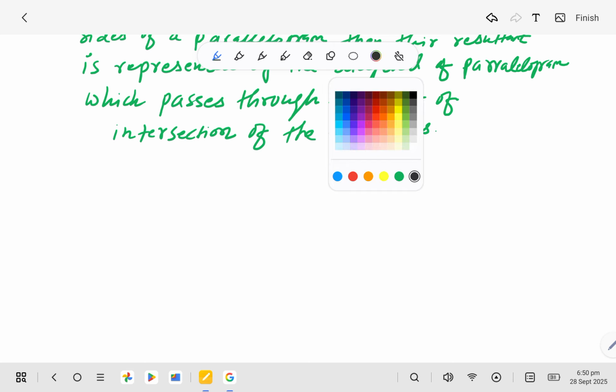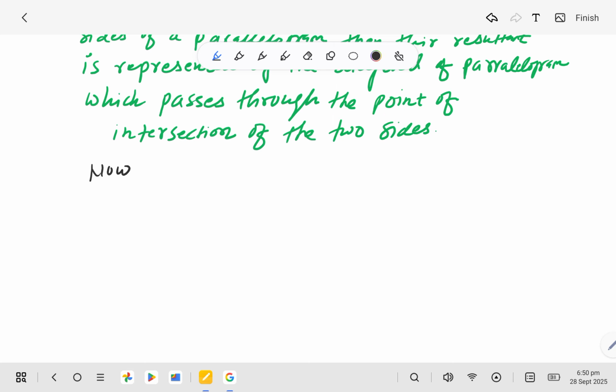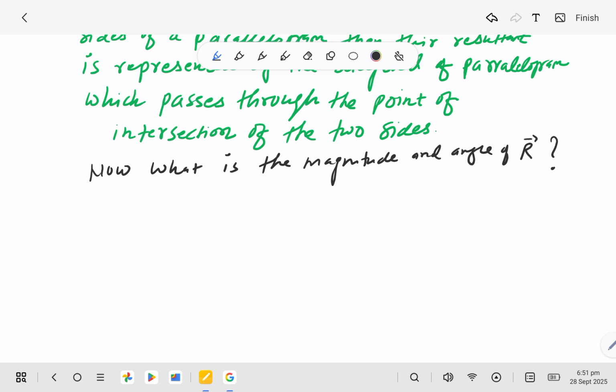So now what is the magnitude and angle of R? Okay, so now what is the magnitude of the resultant force and angle of R with P or Q?